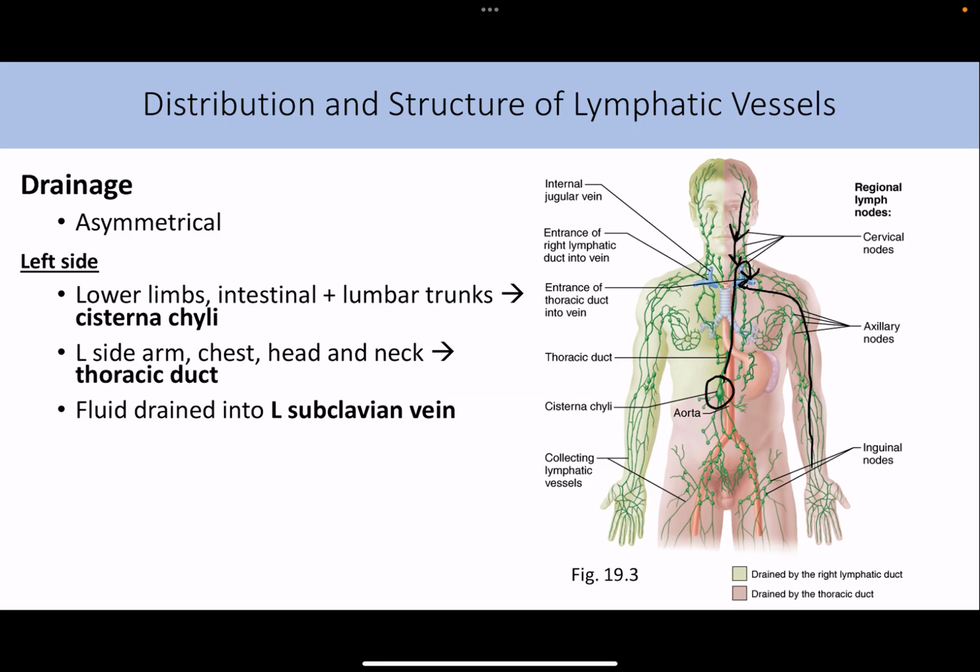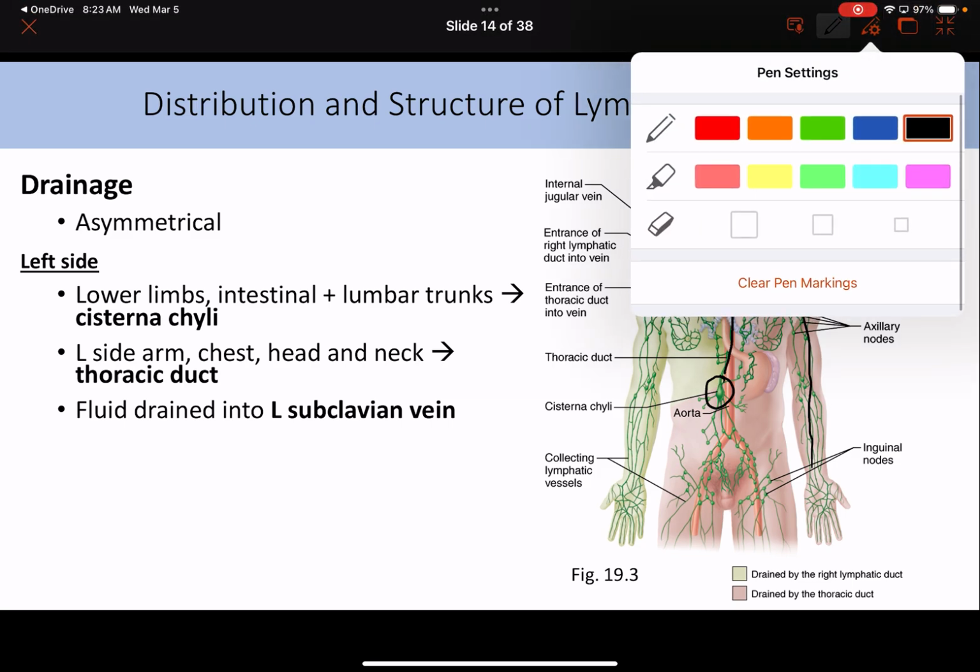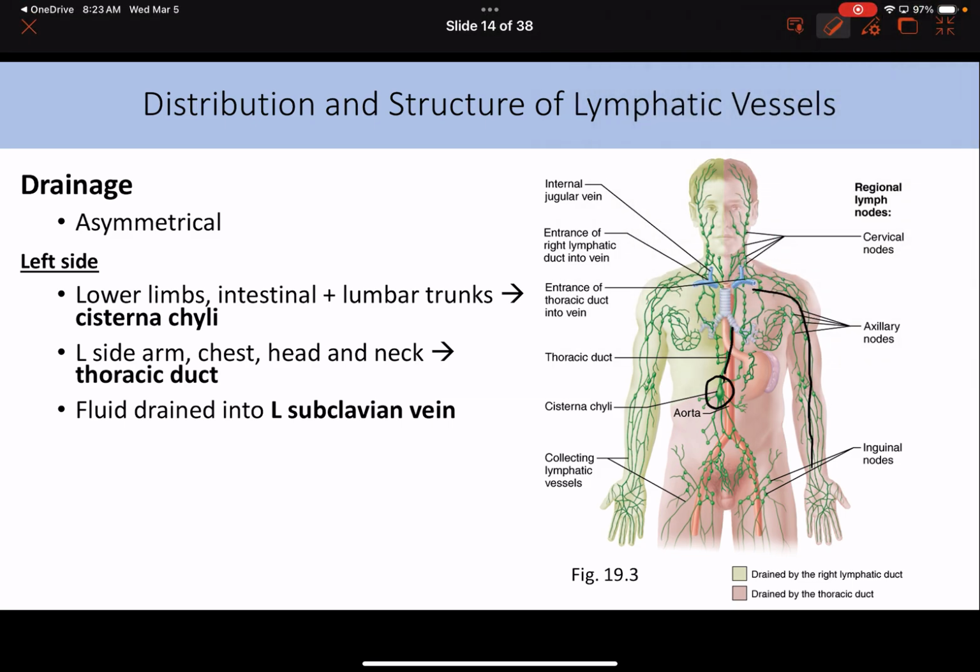So your arm and your head and neck are going to drain into that thoracic duct before it goes into the left subclavian. Yeah. And it's always going to drain into a vein. And it's always going to be the subclavians, either the right or left. That is for the left side.